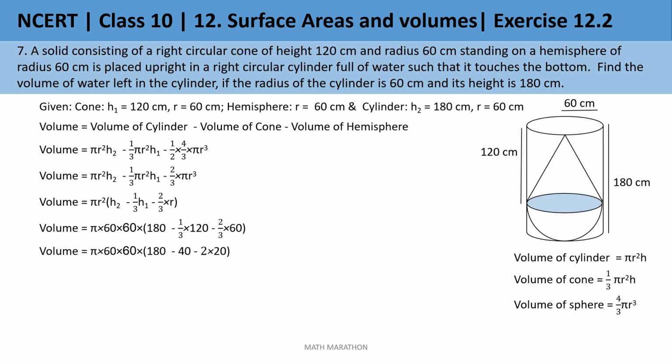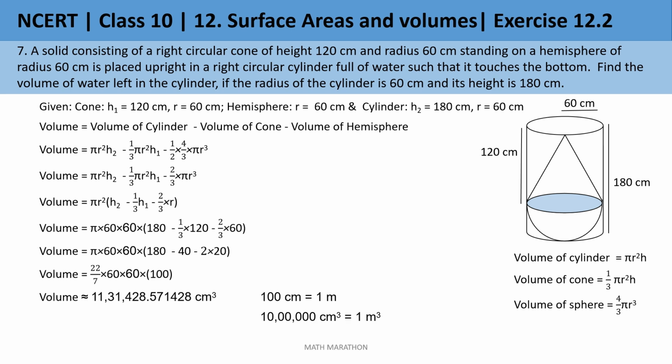First, let us do the math within the bracket. 120 by 3 is 40. 60 by 3 is 20. 180 minus 40 is equal to 100. Volume is equal to 22 by 7 multiplied by 60 multiplied by 60 multiplied by 100. Volume is approximately equal to 11,31,428.571428 centimeter cube.